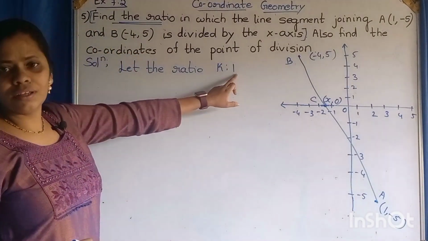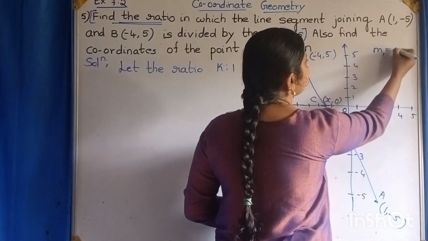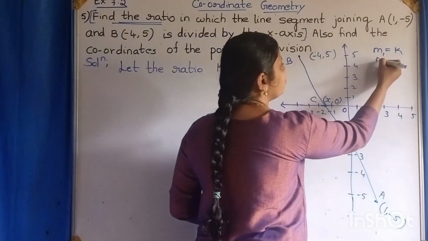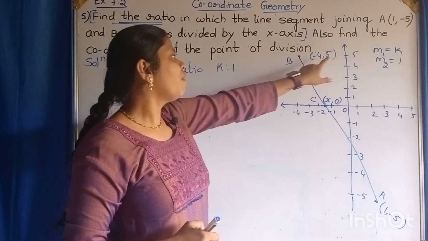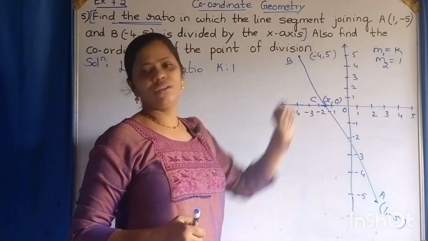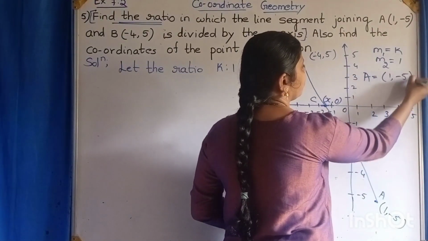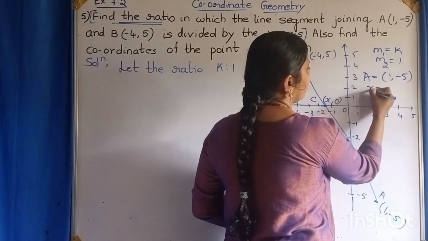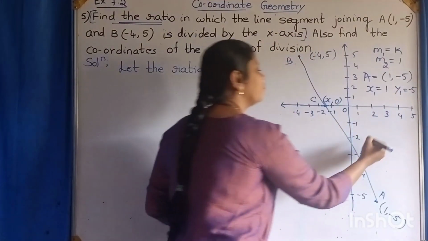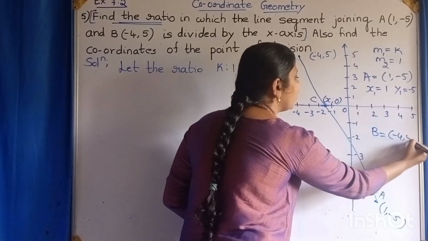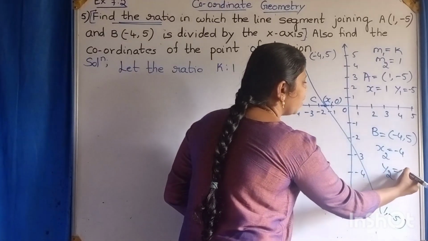Means what? m1 is to m2 is k is to 1. Therefore, the value of m1 is k and the value of m2 is 1. And we know that this is x1, y1, x2, y2. The coordinate of A is (1, -5), therefore x1 is 1 and y1 is -5. And the point B is (-4, 5), therefore x2 is -4, y2 is 5.